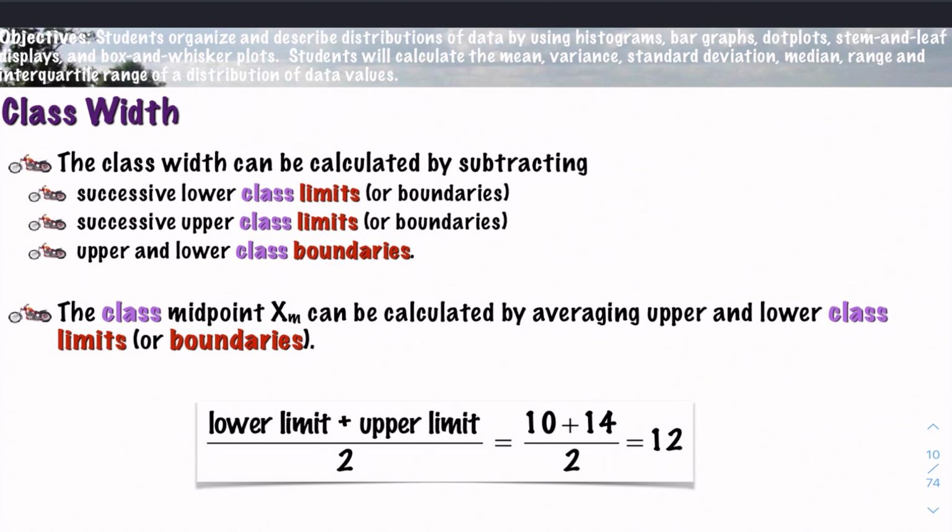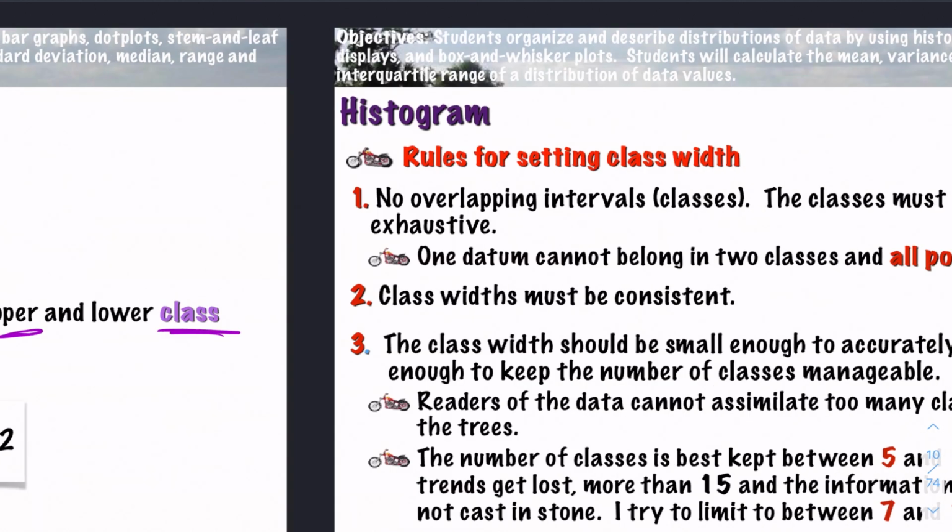Class width can be calculated by subtracting successive lower class limits or successive upper class limits, or the upper and lower class boundaries. The class midpoint, we'll just call that x sub m, can be calculated by averaging the upper and lower class limits or boundaries. So that's how we get our midpoint to graph each one of these values. If you had the lower limit and upper limit, let's say they're 10 and 14, 10 plus 14 divided by 2 gives you 12. That would be your midpoint where you would put your class bin.